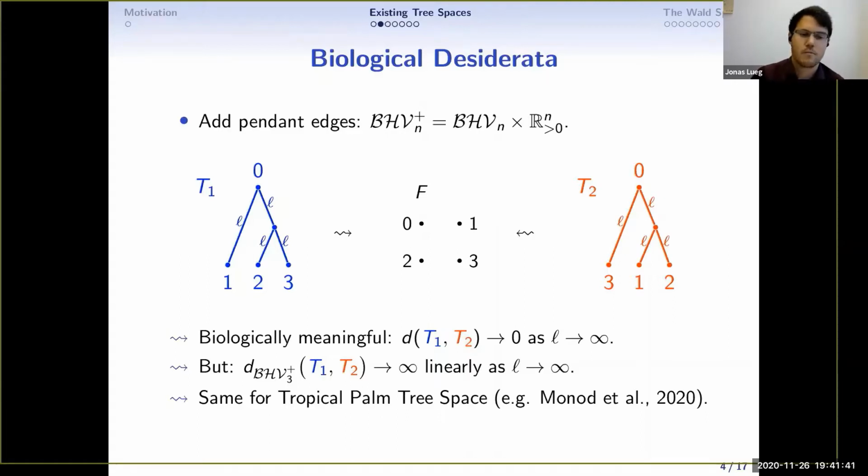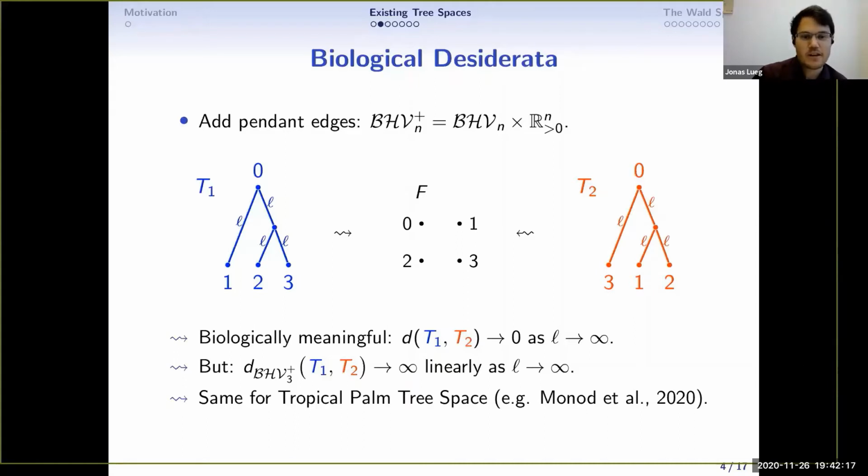And for a metric property, you would want that the distance between those two trees goes to 0 as the edge lengths go to infinity, because they convey the same information. But the BHV space has the property that the distance between those two trees grows linearly to infinity as the edge lengths go to infinity. So it does not have this property. And the same behavior holds true for the tropical phylogenetic tree space, which Rudy already talked about in the very first talk of the conference. Just a quick side note, basically.